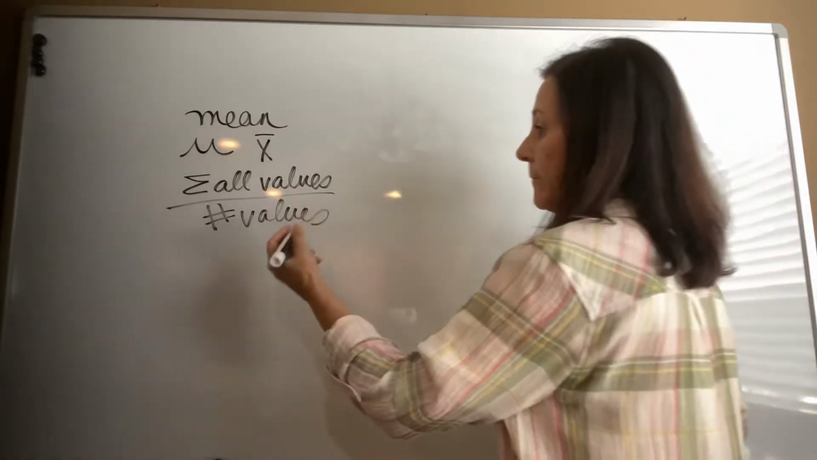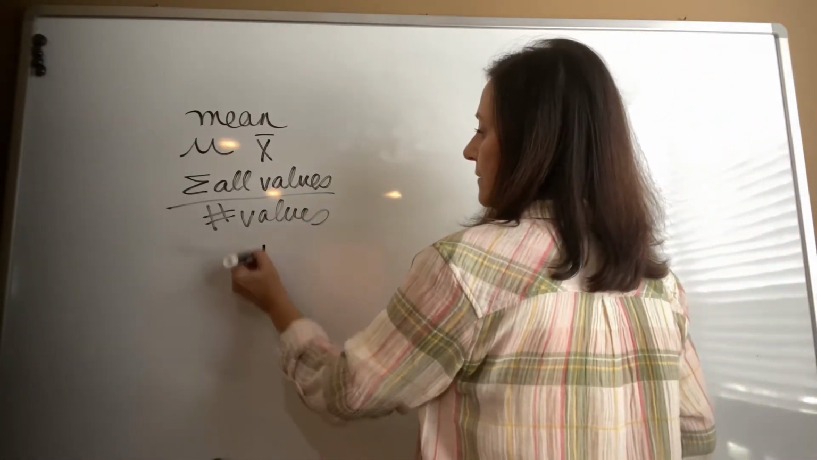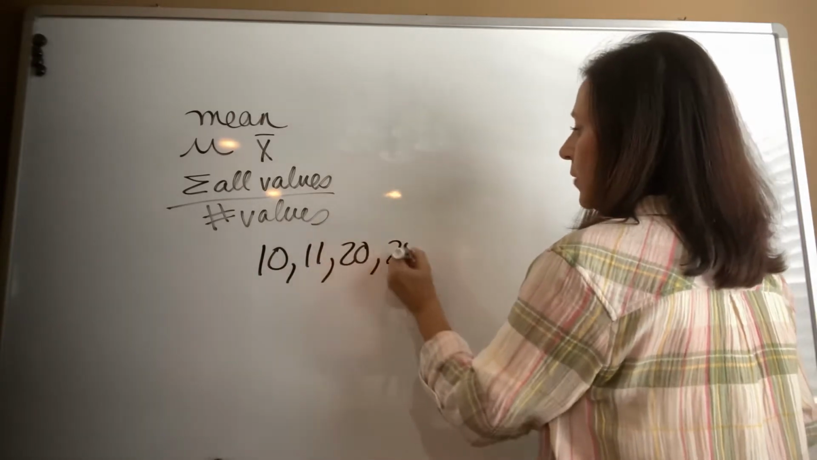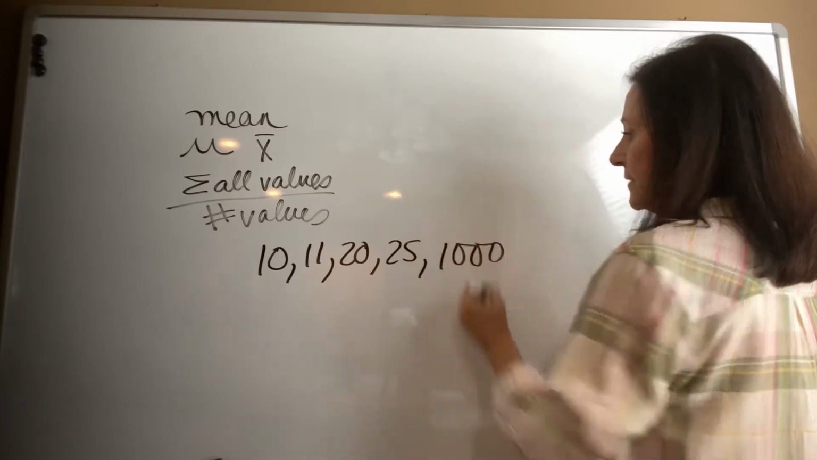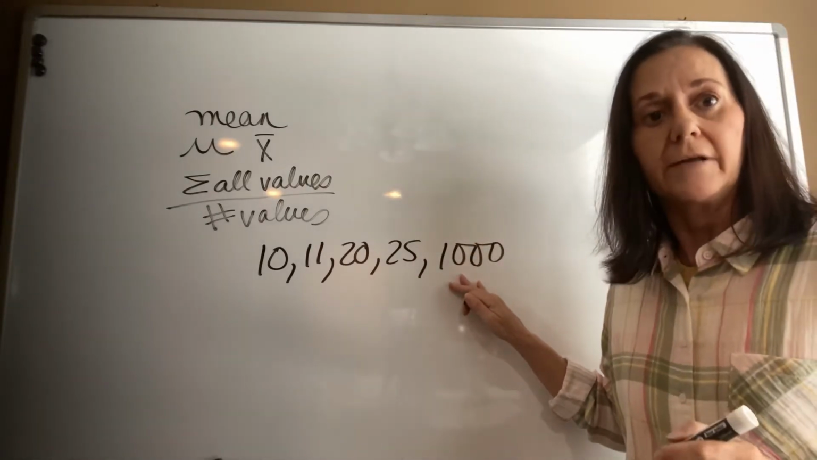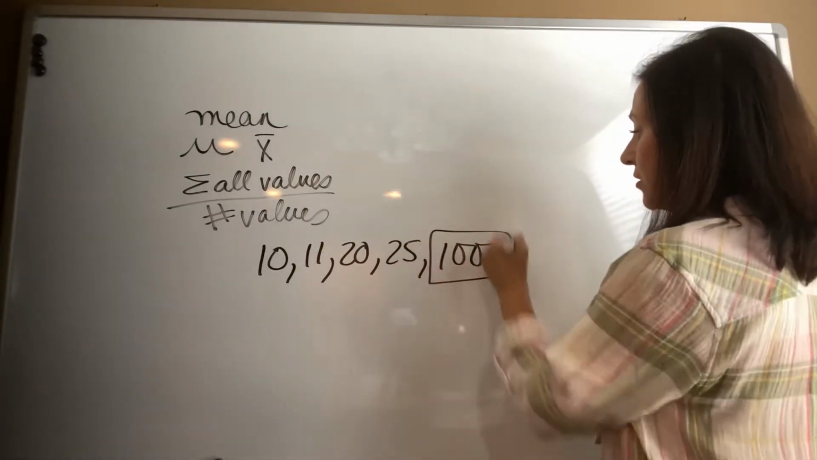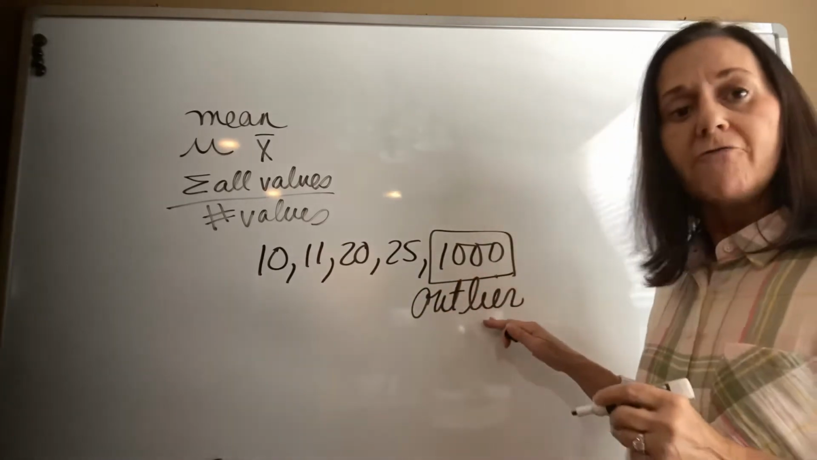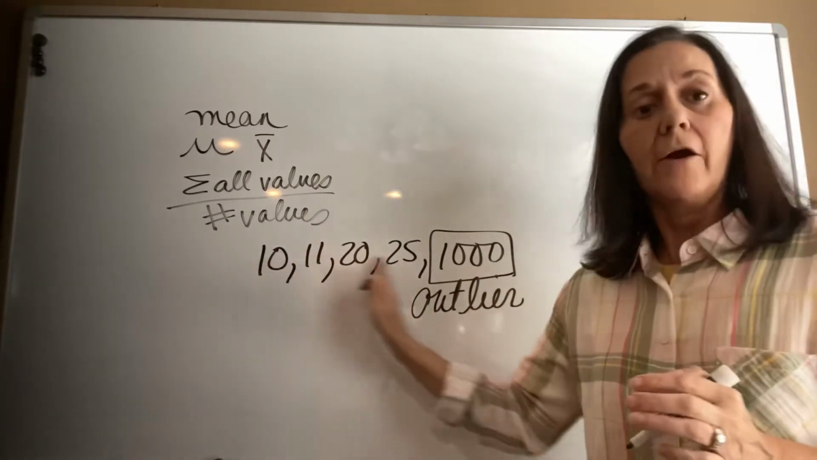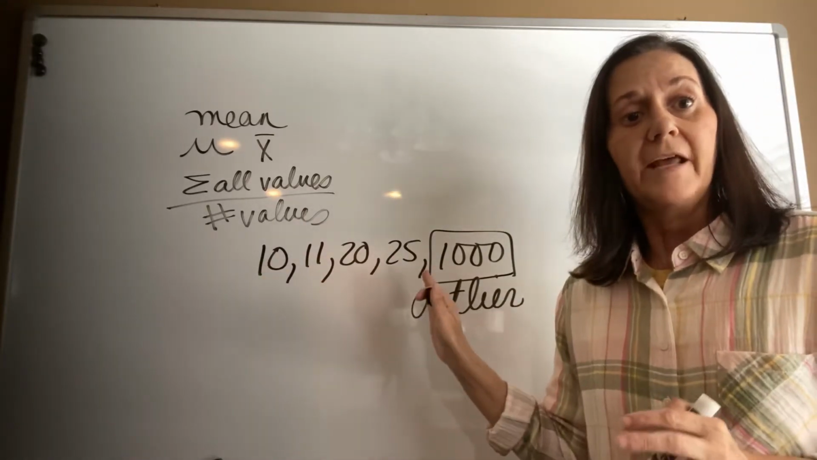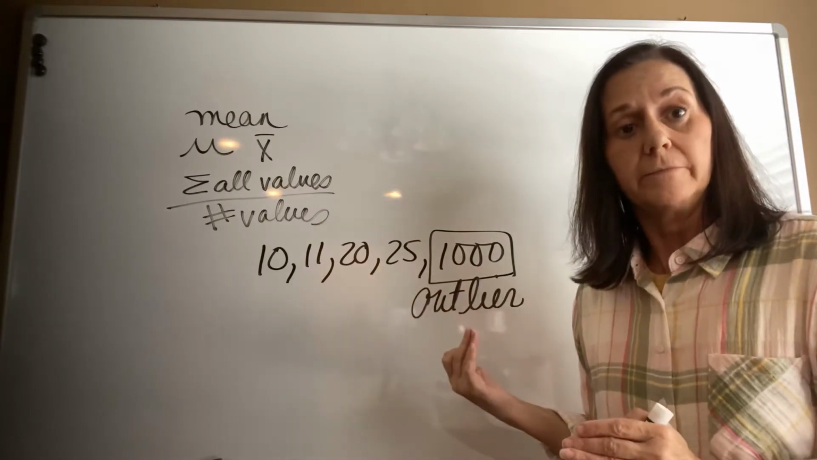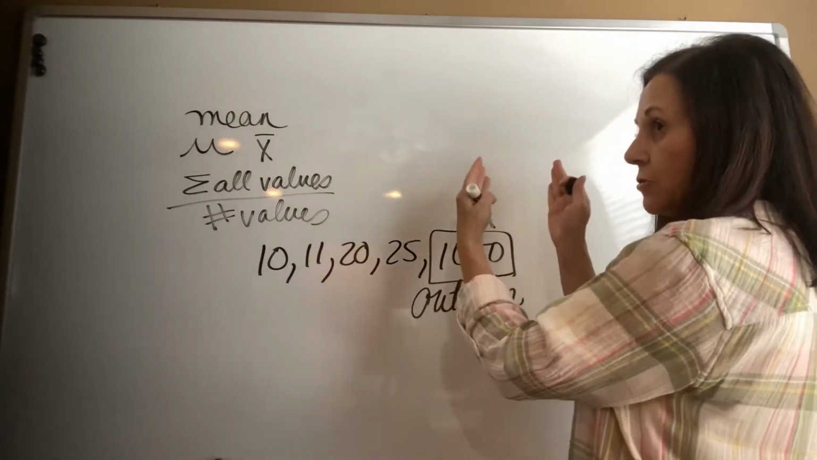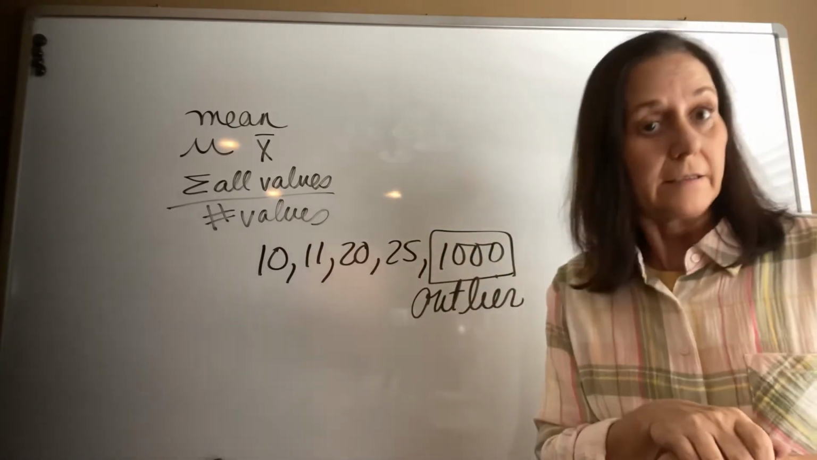If, for example, I have numbers like 10, 11, 20, 25. Then I have this huge number out here, 1,000. This is called an outlier. It is so far from where your other values are that it skews the distribution. It really skews it left because you have this huge number on the right.